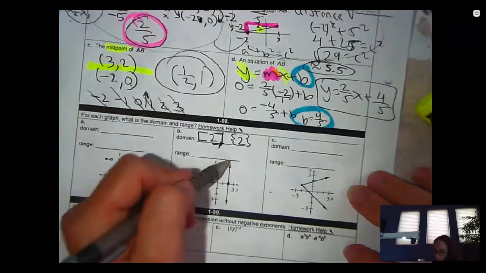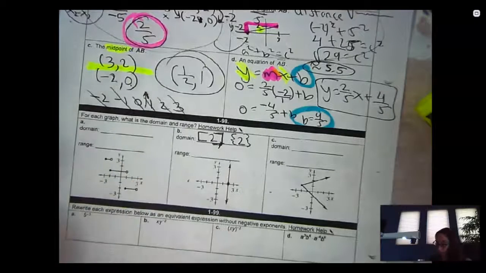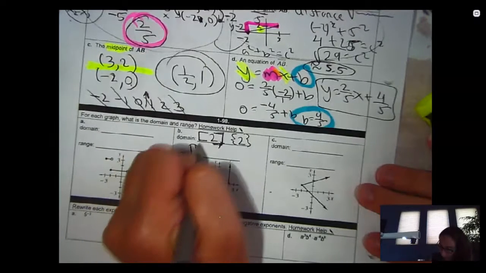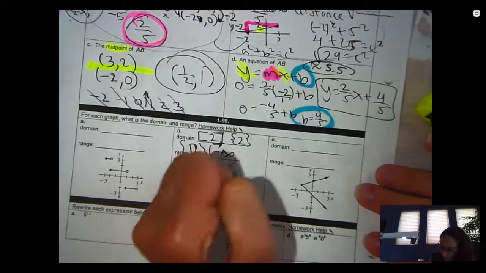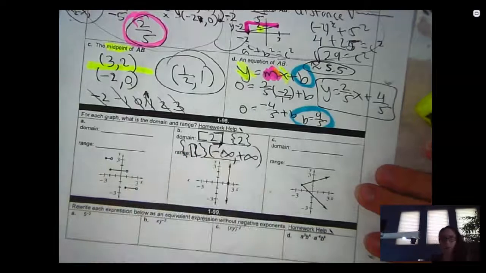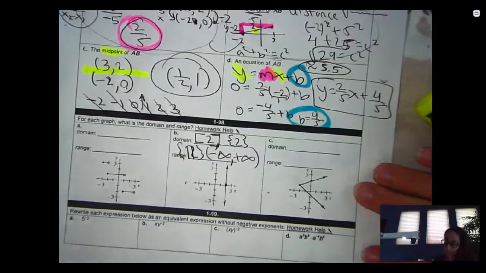My range is everything up and everything down. Well, it's pointing up and it's pointing down. Set notation, all real numbers, negative infinity to positive infinity. If you're struggling here, ask me during the Zoom.